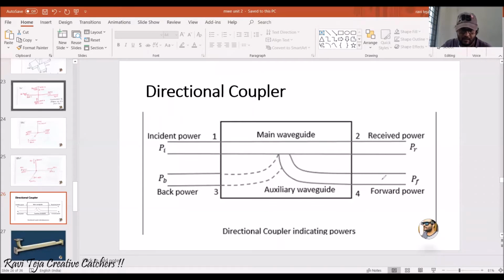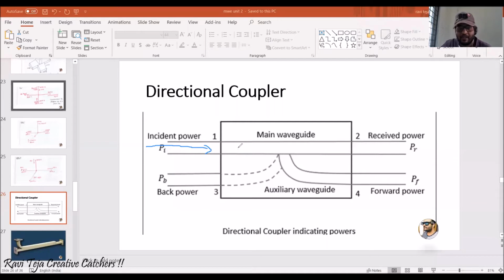Now, let us assume this is port 1, this is port 2, this is port 3 and this is port 4. Now, let us assume we have connected our microwave signal as an input through port 1. From here, the microwave signal is given. Whenever we give an input of a microwave signal through any port, that microwave signal in this directional coupler can be considered as power.